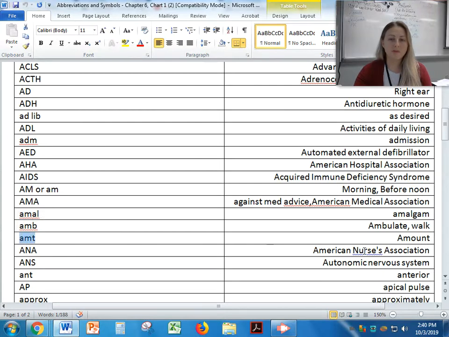AMT, this is for amount. You've probably seen this on your check stubs, like your receipts when you go shopping. The amount due, AMT, is usually what they abbreviate to. ANA, American Nurses Association. It's very similar to the medical association and the hospital association, only for nurses. Okay. ANS, autonomic nervous system.